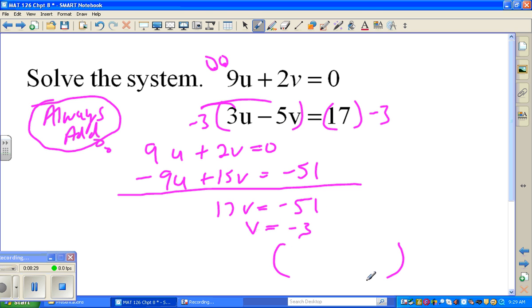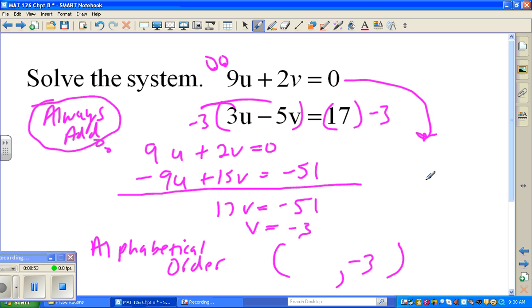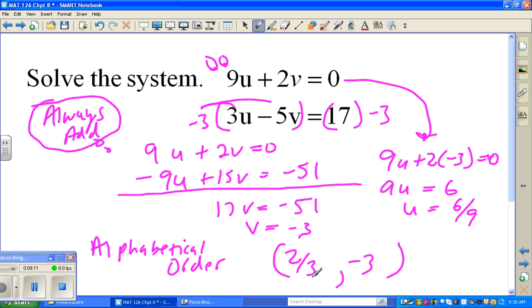Remember, it goes in alphabetical order. So it would go U first, V second. Alphabetical order. That's how you list your answers in ordered pair. So U is first, V is second. You write the wrong way, that shows you don't know the alphabet. All right. It happens, trust me. 9u plus 2 times -3 equals 0. Pretty nifty. I like the fact you don't even have to use a calculator. U equals 6/9 divided by 3, 2/3.